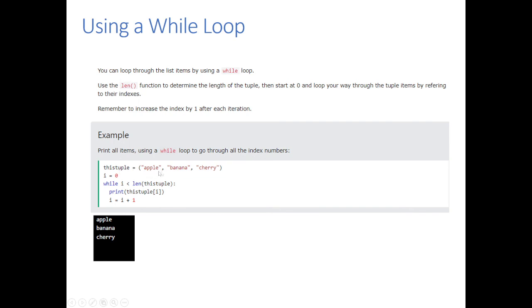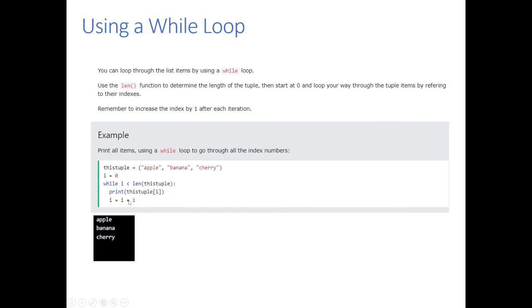This tuple is equal to apple, banana, cherry. We start a variable i with 0. While i is lesser than the length of this tuple, so lesser than 3, that means from 0 to 2, print this tuple indexed by i. Initially it is 0, so that's apple. i equals i plus 1, we add 1 to i, it becomes 1, which is still lesser than 3. So this will print this tuple indexed by 1, banana.